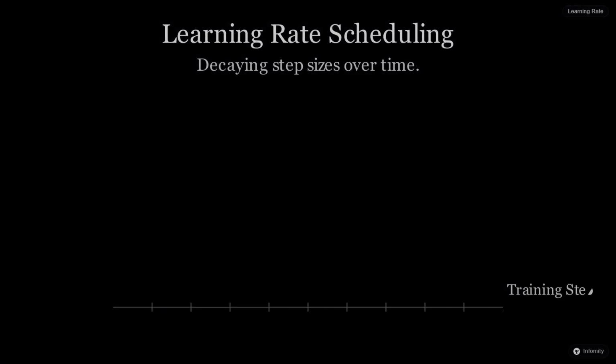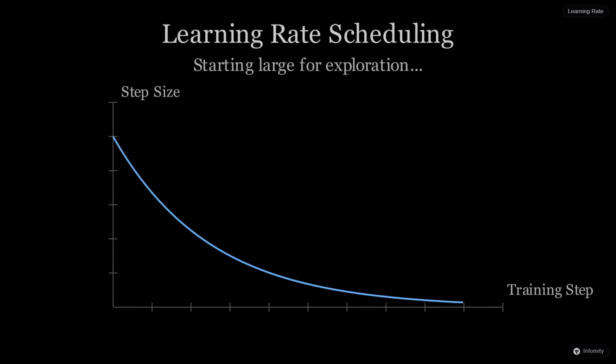If we cannot pick a single perfect rate, why not change it over time? This is the core idea of learning rate scheduling. We start with a large rate to explore the landscape quickly, and then gradually decay the rate as we approach the minimum. This lets us have the speed of a large step and the precision of a small one.